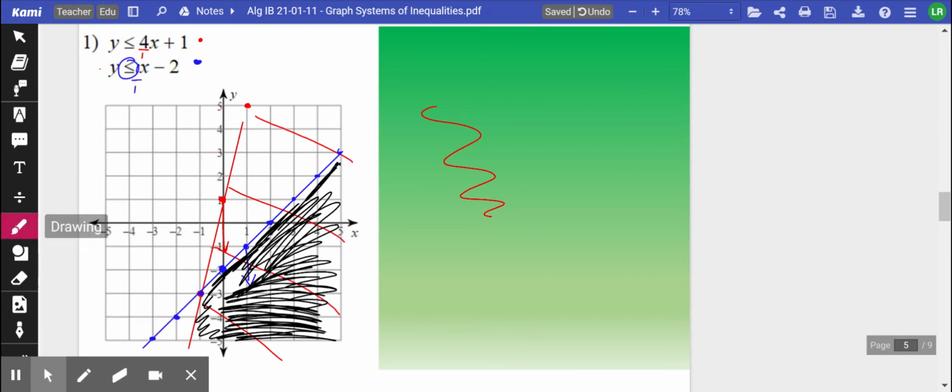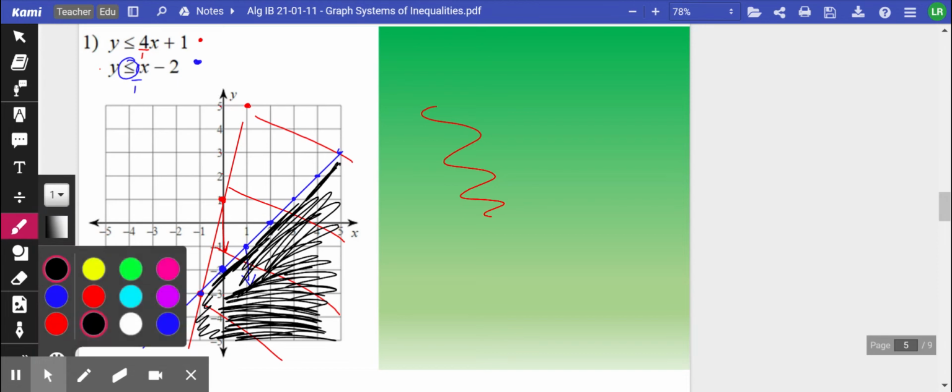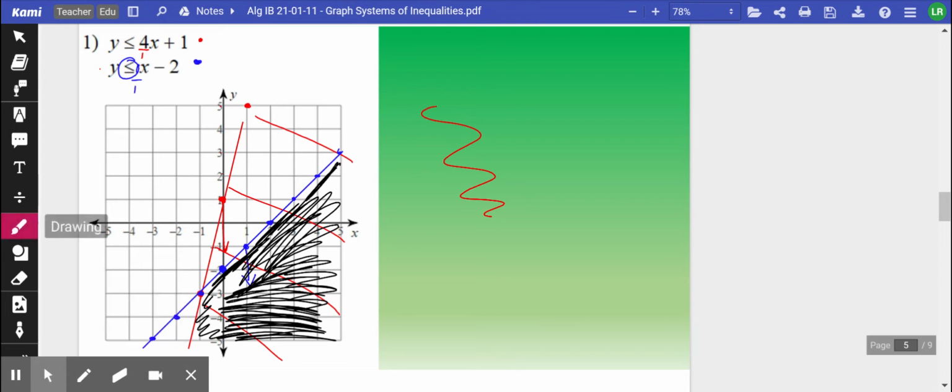Okay? That's where they both would be. Questions on this first one? Okay. Again, the data points that are solutions are the ones in the shaded area.